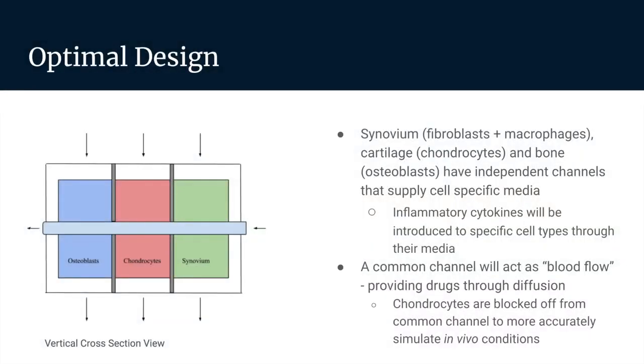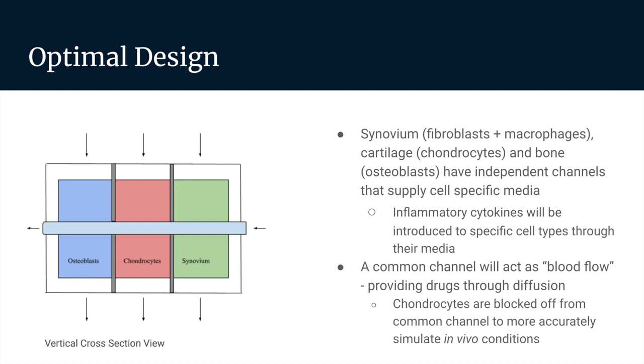The diagram on the left illustrates the basics of our optimal design. The design consists of 3 distinct cell chambers, one for each tissue type. Each chamber has a corresponding channel that will deliver cell-specific media as well as inflammatory cytokines to induce OA inflammation. We place membranes between the chambers to keep each media isolated. However, to facilitate cell-to-cell communication, we created micro-sized pores within the membranes next to each hydrogel.